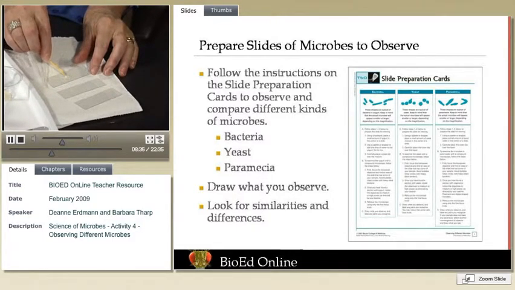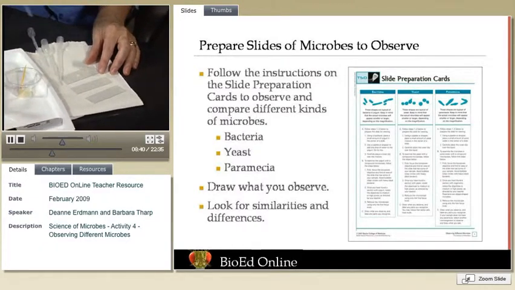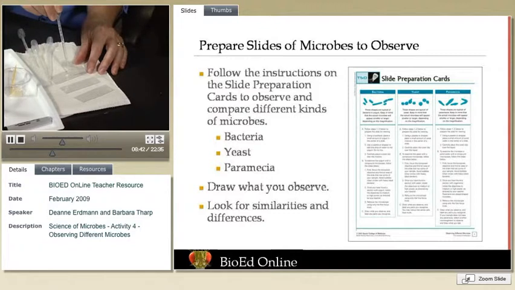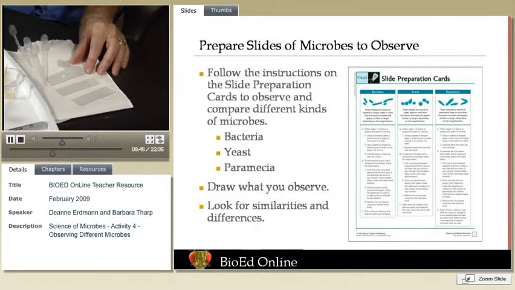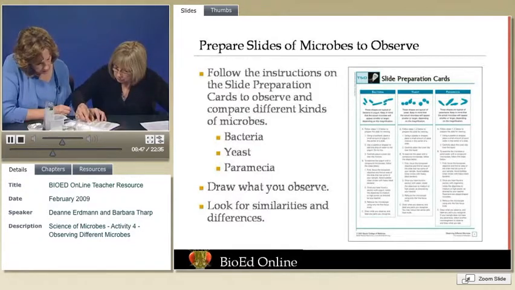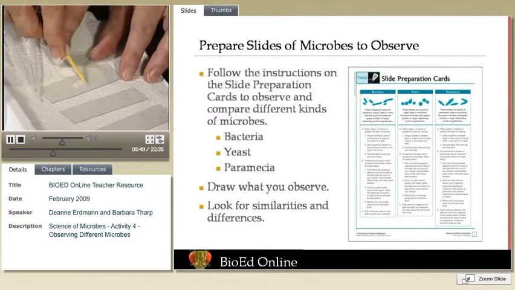Use a pipette or dropper to add 1 drop of water to the yogurt. And I'd say be careful with just a little drop. Then you're going to use your toothpick to stir it up. I can maybe stir it up. Okay. So we're stirring up the yogurt.